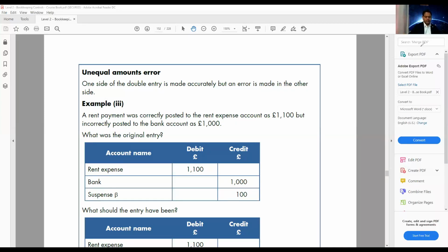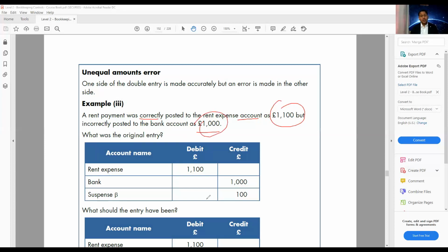Right, welcome back. So let's start with our errors once again. This one is unequal amounts error. Unequal amounts error means something is debit with one figure, and on the credit side you have something else. For example, a rent payment was correctly posted in the rent expense account as 1100, but incorrectly posted on the bank account as 1000.